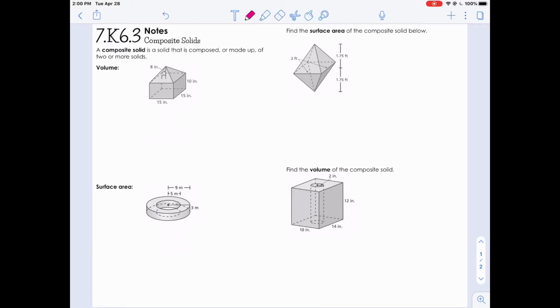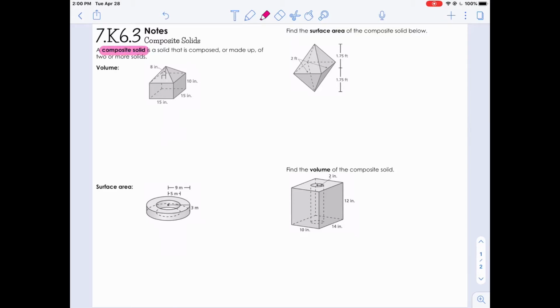Today we are going to be taking our very last notes for this unit. I know it seems like we're cutting it short, and that is because we're going to end the unit a little bit sooner than expected. But this is something that we need in order to finish our house project. So today we are going to be learning about composite solids.